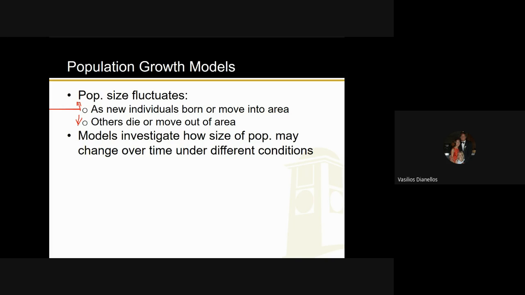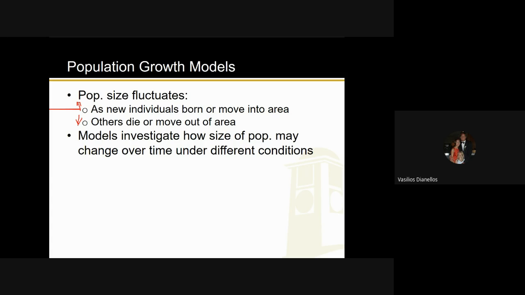So models investigate how the size of a population may change over time under different conditions. And again, we're really familiar with this with humans, but for humans, it's not a good example because generally speaking, our population size isn't fluctuating. It's just skyrocketing. No matter what conditions we're in, we're kind of in charge of it. So our population is just growing faster.